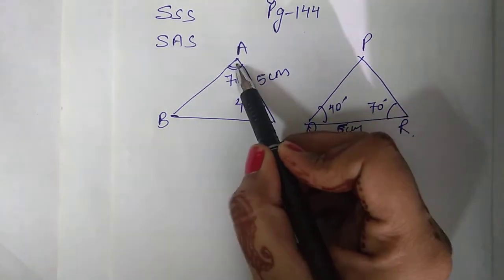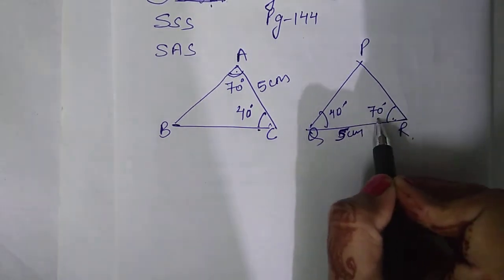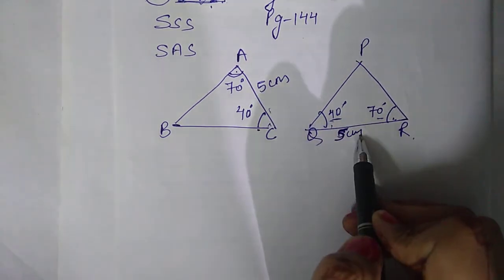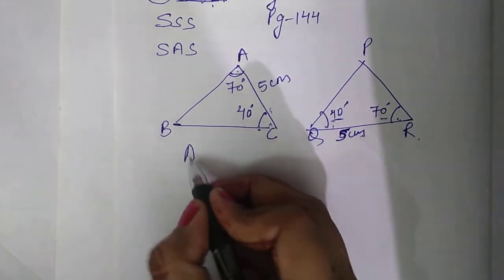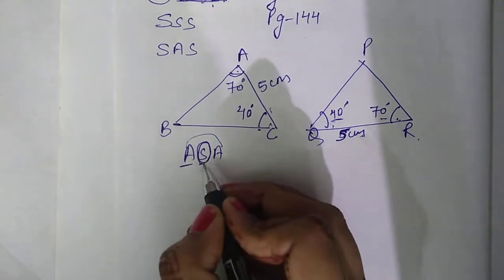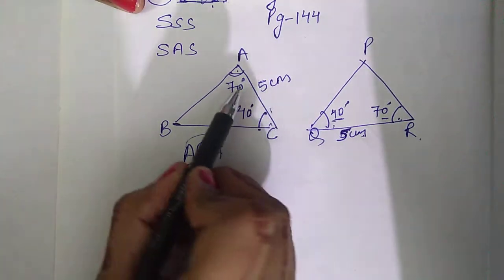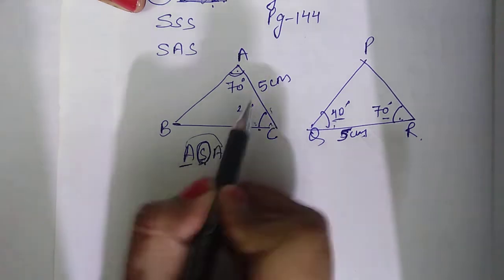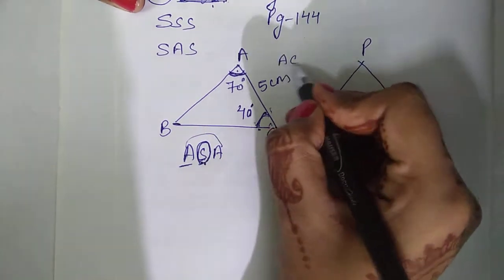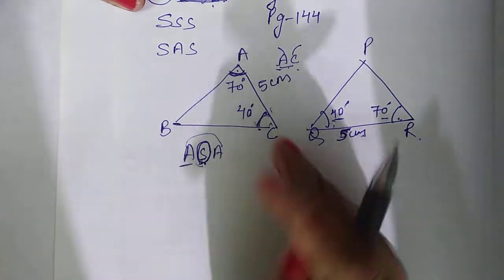In this triangle, angle A is 70 and angle C is 40 degrees, and in this triangle we have angle R is 70 degrees and angle Q is 40 degrees. These two sides are given. Now the ASA congruence rule: two angles and the included side. Here the side must be included, that is, the side must be bounded by the two given angles. These are the angles at vertex A and C, so the side must be AC, because at both vertices we have the angle. So the included side is AC.